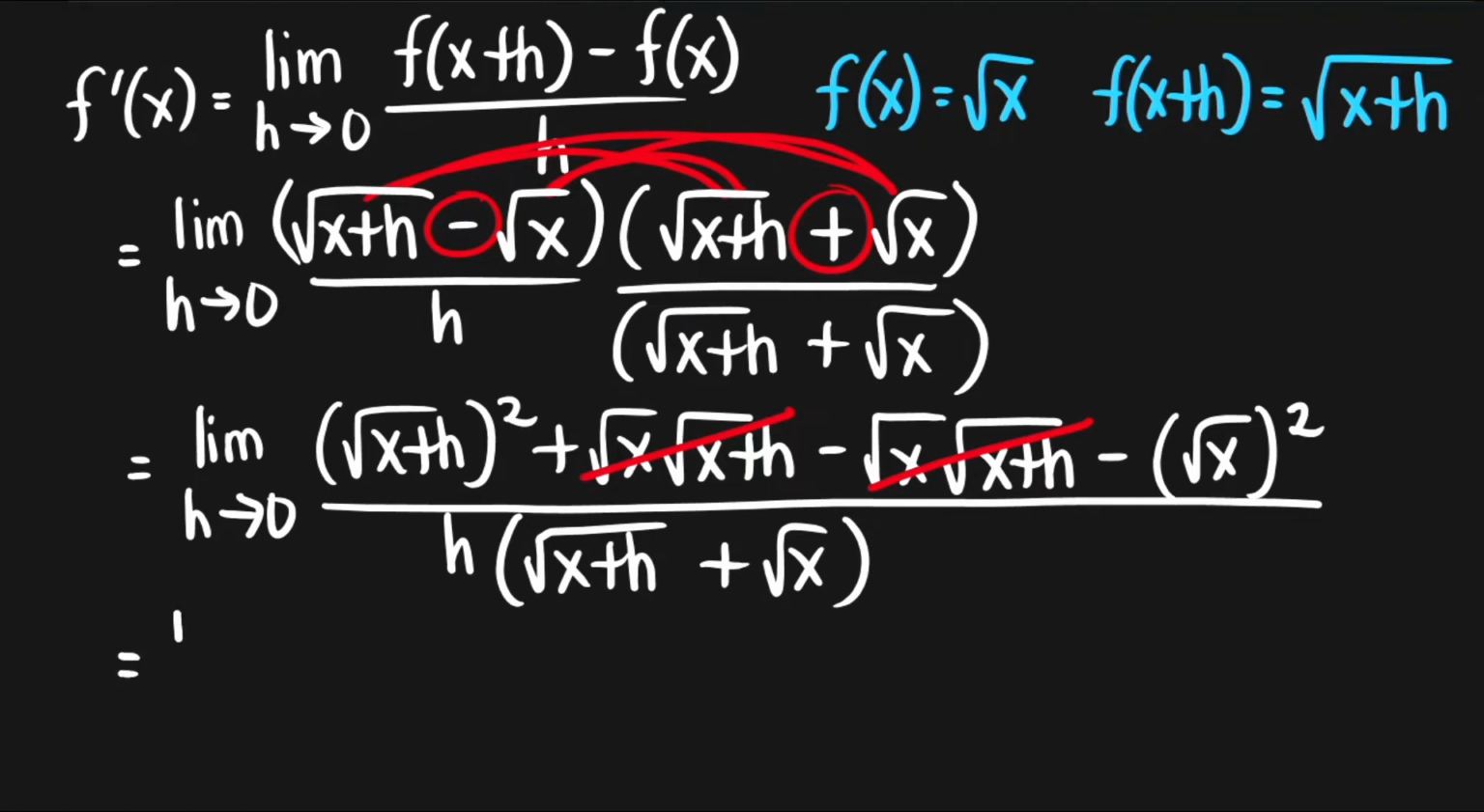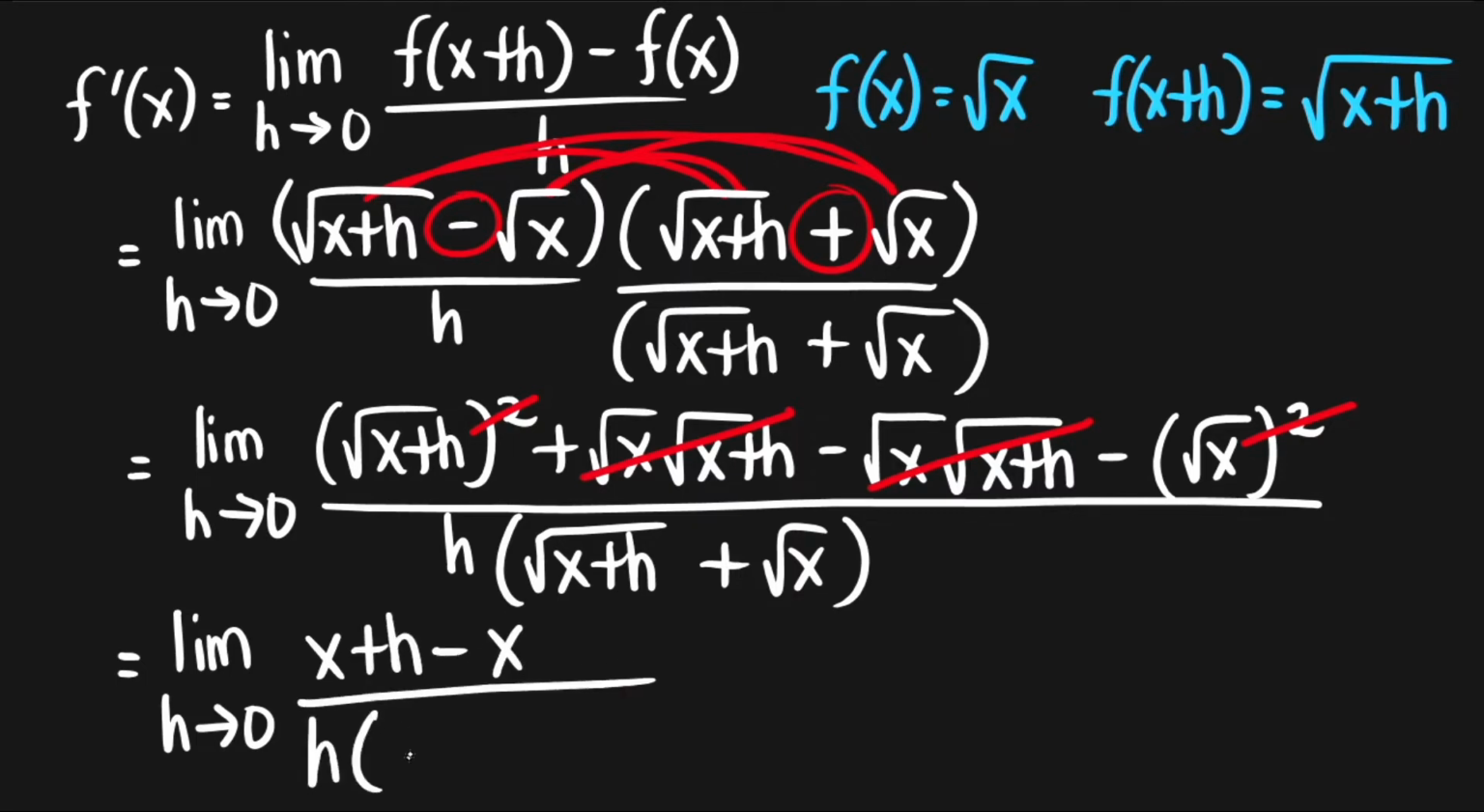Now we have the limit as h approaches 0. The square and square root of these terms will cancel. The same goes with this term. We have x plus h minus x divided by h times square root of x plus h plus square root of x. X minus x is equal to 0, so we can cancel also these terms.